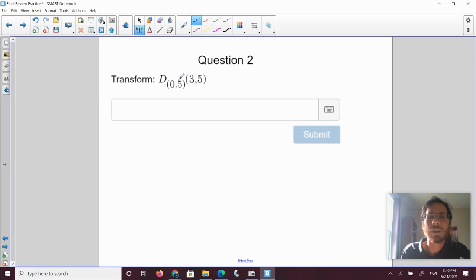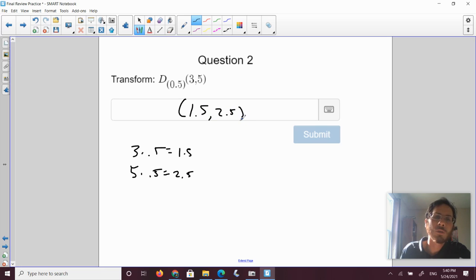For question 2, we need to transform using a dilation of 0.5 the point (3, 5). So what we're going to do is multiply each of these by 0.5. So 3 times 0.5 is 1.5. 5 times 0.5 is 2.5. So my final point is going to be (1.5, 2.5).